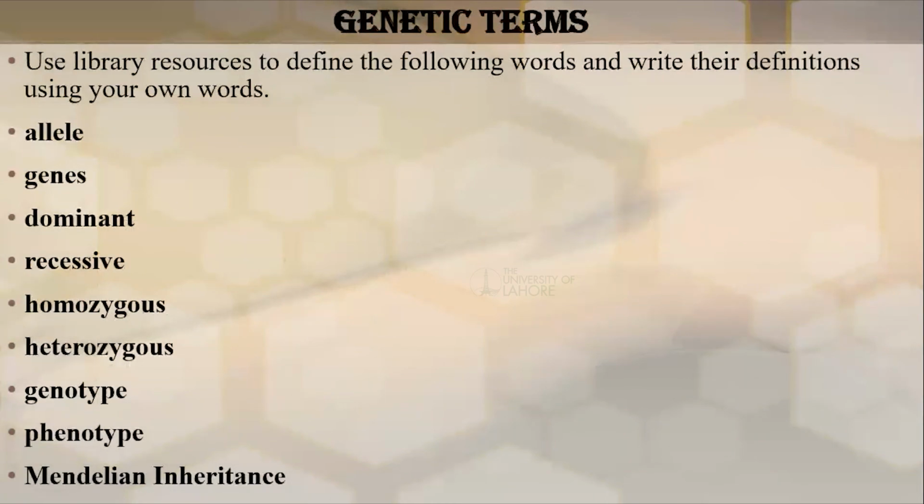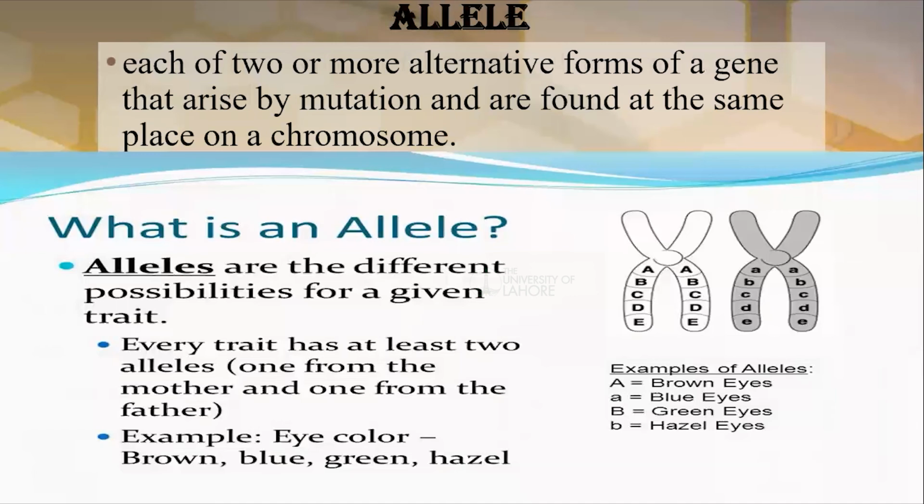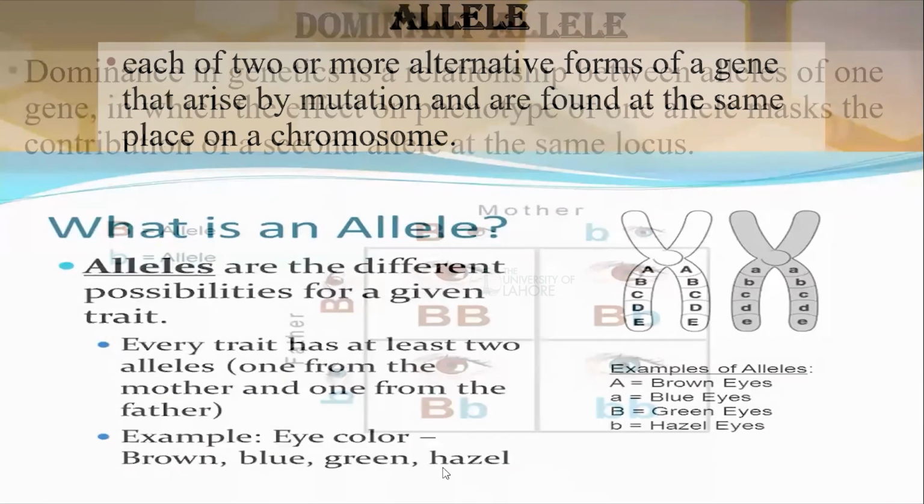the Mendelian inheritance. What is an allele? We can see these are all alleles: A, B, C, D, E, A, B, C, D, E. They are different in every organism. There are different possibilities of the given traits. Every trait has at least two alleles, one from the mother and one from the father. For example, eye color: brown, blue, green, hazel.